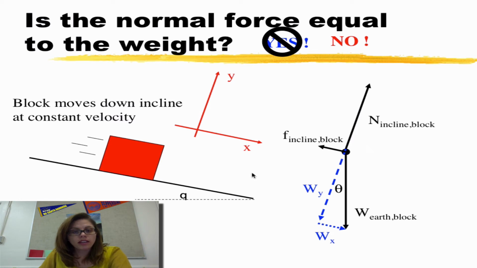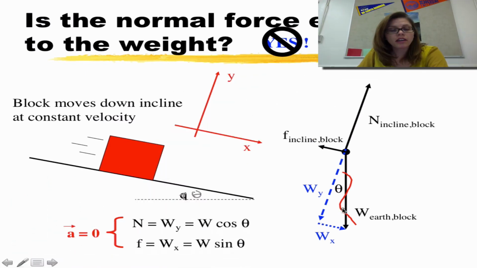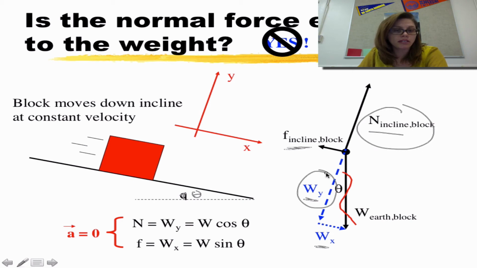Oh, this should be theta. This is theta there, and that's theta over here. So when we get the components of the weight, we could ignore the full weight. When the acceleration is equal to 0, your ups, in this case the normal, is going to equal the downs, in this case Wy, and your lefts, the friction, is equal to your rights, Wx. And in this case, the weight is greater than the normal because the normal is equal to a component of the weight.